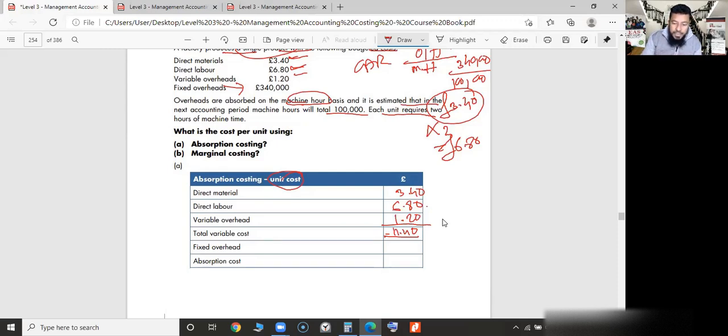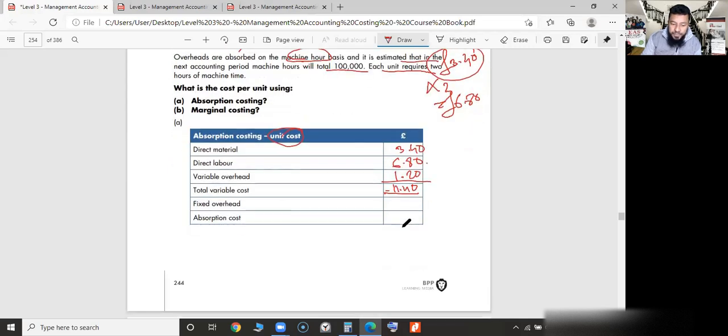Better. Now, what is the fixed overhead? How much did we work it out? Tell me. How much is the fixed cost, which we have worked out? This is our working. Fixed cost, fixed overhead. Come on, 6.8.